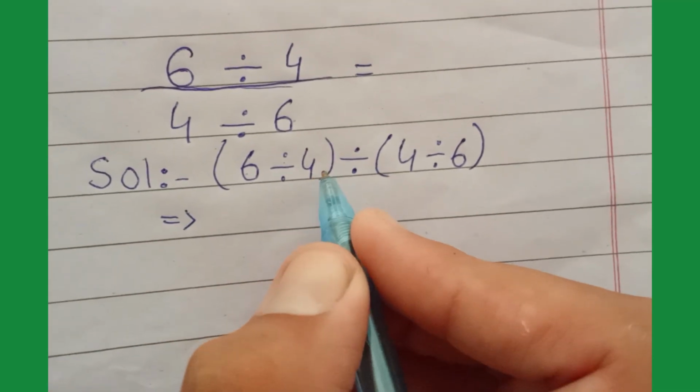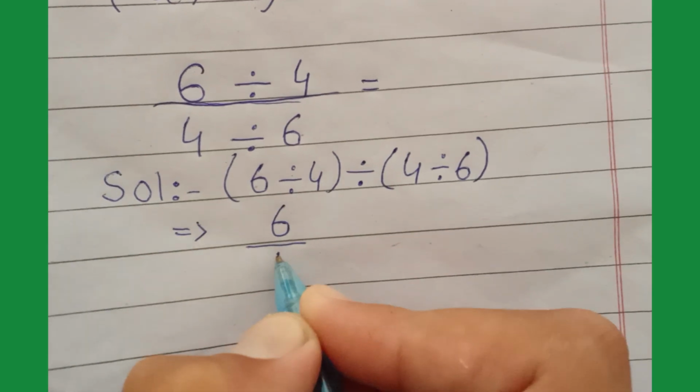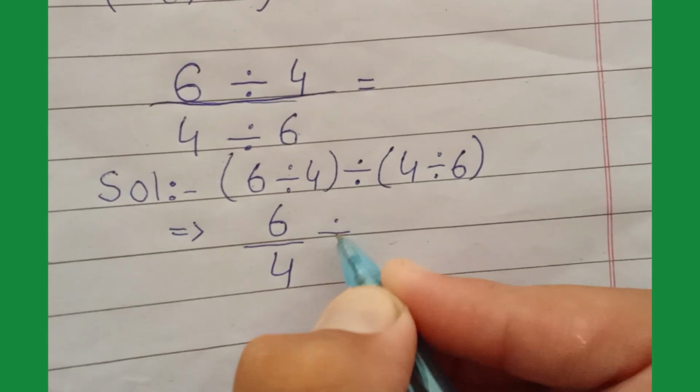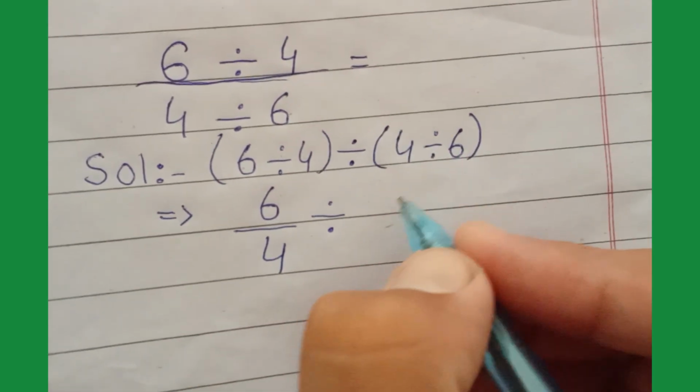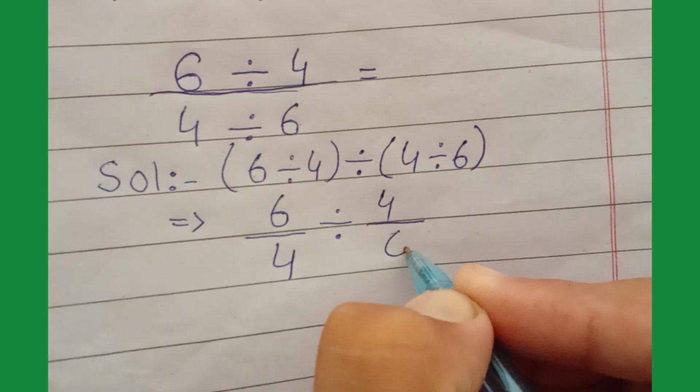So I can write it as 6 divided by 4 is 6 divided by 4. Okay, and the division sign I can write here, and 4 divided by 6, I can write it as 4 divided by 6.